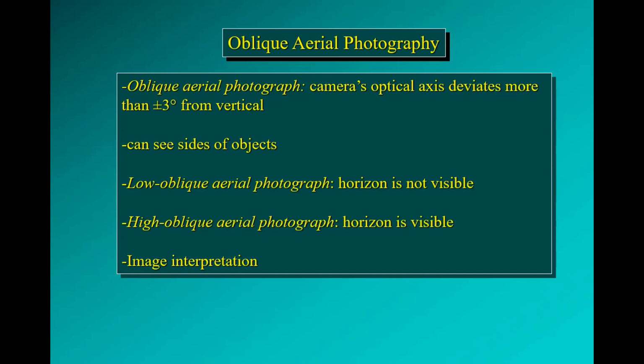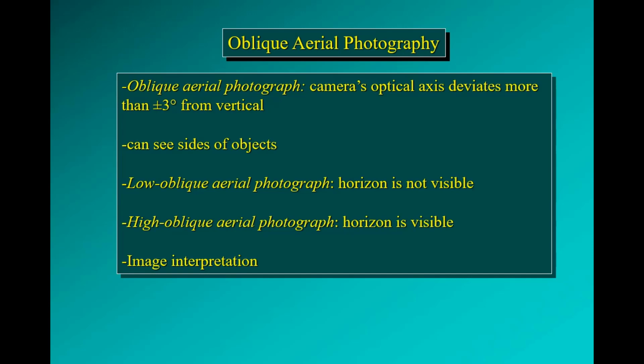Now, there is a distinction between different types of oblique photography. A low oblique aerial photograph is one where the horizon is not visible, whereas a high oblique aerial photograph is where the horizon is visible. So whether or not the horizon is visible is the distinction between low and high oblique aerial photographs. It should also be noted that for image interpretation purposes, the analyst should always orient the oblique photograph such that features of interest appear in a basically natural perspective.